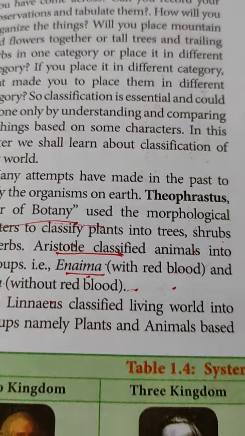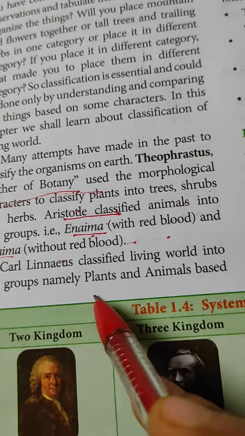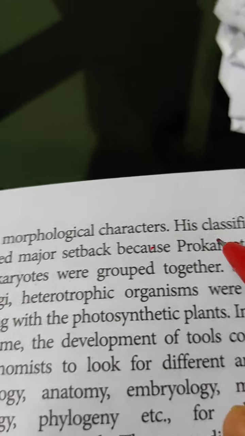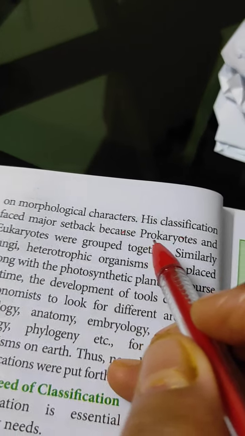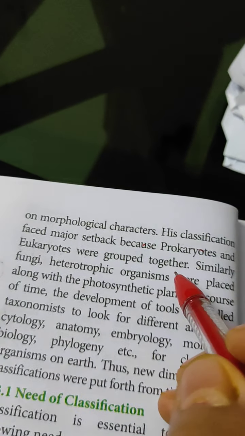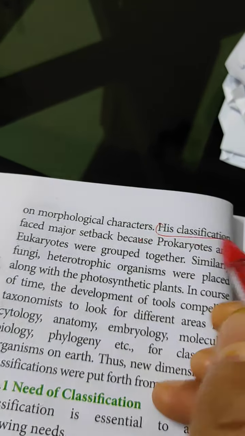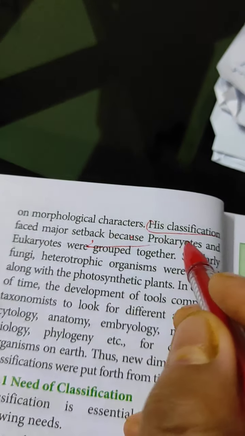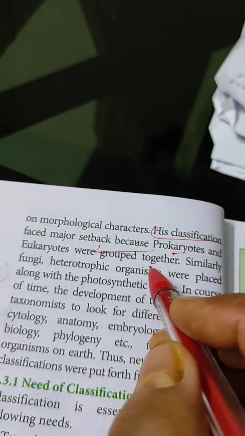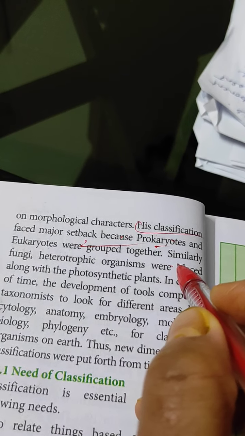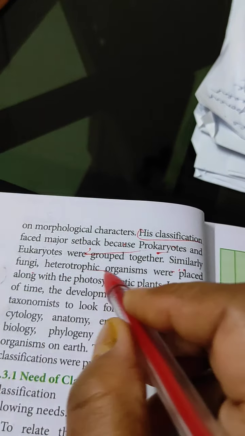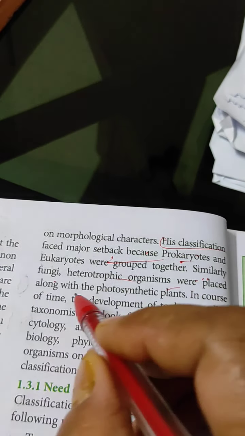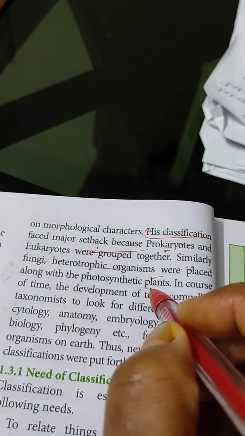Carl Linnaeus classified the living world into two groups, plants and animals, based on morphological characters. His classification faced a major drawback, because prokaryotes and eukaryotes were grouped together. Why is his classification not followed today? Prokaryotes and eukaryotes grouped together is not correct; both are different types of organisms. Similarly, fungi, which are heterotrophic organisms, were placed along with photosynthetic plants.